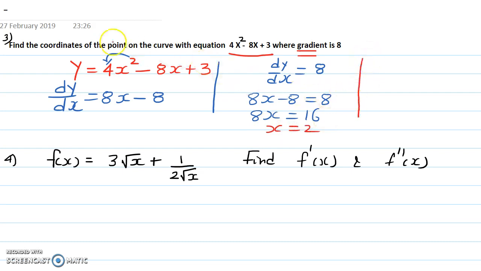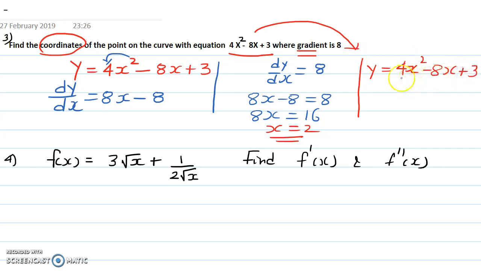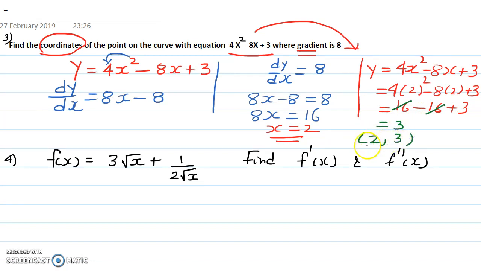Now they're asking the coordinates of the point, so we need to calculate the coordinate. We got x is equal to 2. What will be y? y is 4x squared minus 8x plus 3, and replace x with 2, so 4 times 2 squared minus 8 times 2 plus 3. So 2 squared is 4, 4 times 4 is 16, minus 16, 8 times 2, and plus 3. So 16 and minus 16 cancel out, so we are left with 3. So our answer is 2 and 3. So the coordinate is (2, 3).